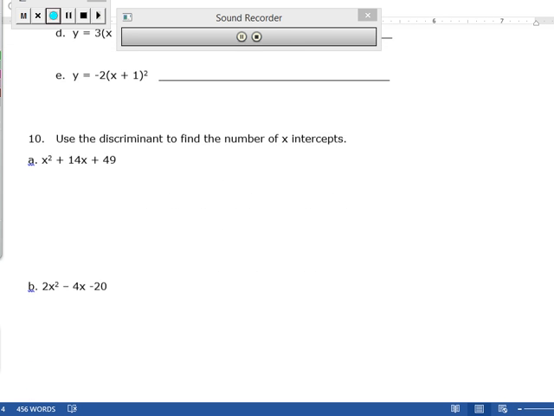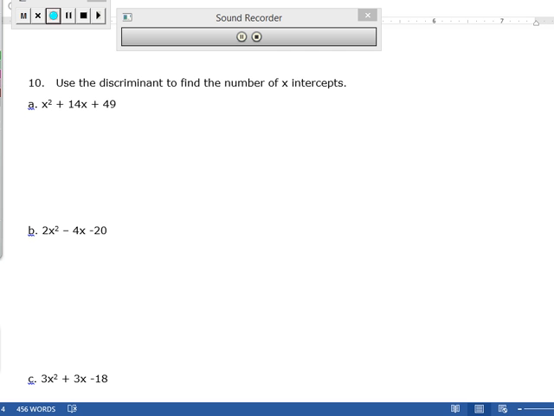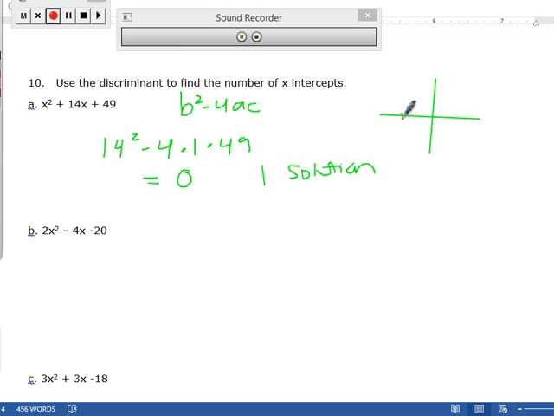Discriminant. Finding the number of x-intercepts. So that's just b squared minus 4ac. When you do that, you get 0. And that would mean it's one solution. It actually comes out to be negative 7 if you do the whole quadratic formula. So it just touches there.